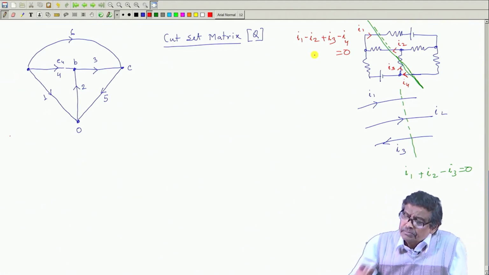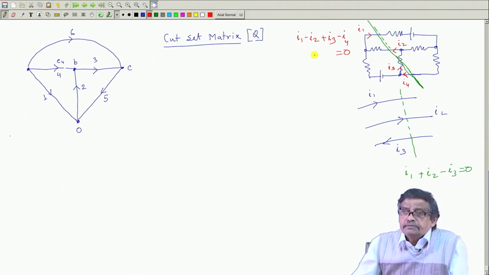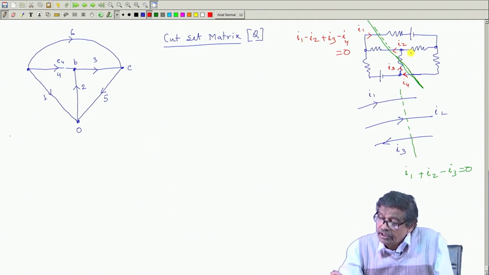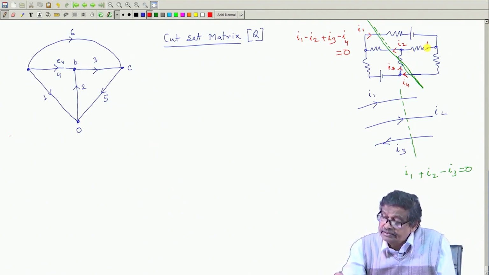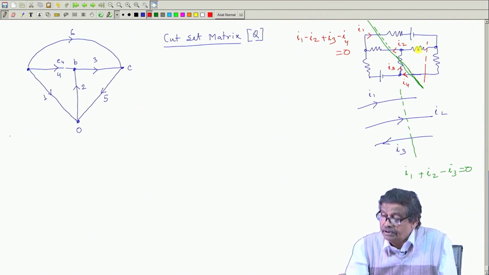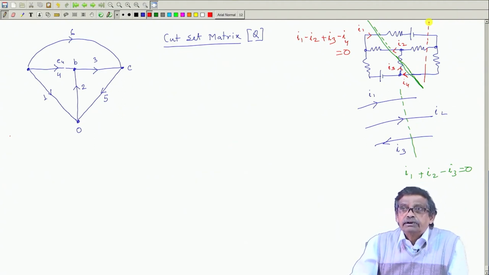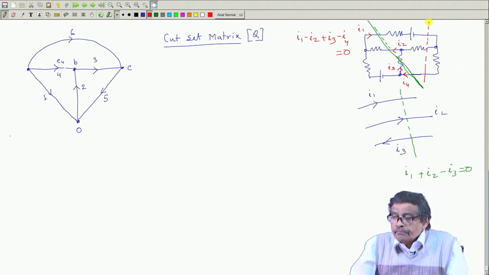Therefore, if you imagine an imaginary line dividing the whole network into 2 parts, you should not draw a line like this and say here also KCL will be satisfied. Suppose I have not extended this line and only stopped here, then this current and this current will not sum up to 0. No, you have to take the line so that it divides the full network into 2 halves. Partly you should not take it. Okay?